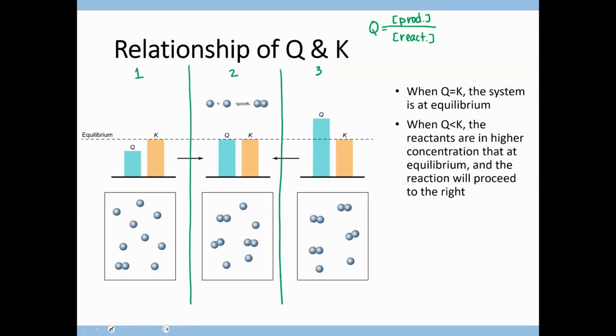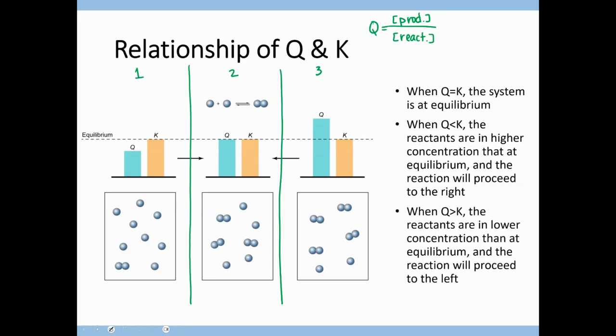If Q is greater than K, then there is a larger numerator, more products than there should be at equilibrium. So the products will react to form more reactants. And the reaction will proceed to the left side, the reactant side. If Q is less than K, the reaction will proceed to the right to form more products.